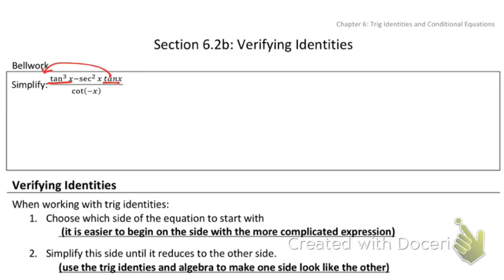So you're going to pull a tangent out front, which is going to give me tan x times tangent squared x minus secant squared x, all over. And that negative sign, if it's cotangent, you bring the negative out front. So it'd be negative cotangent x.